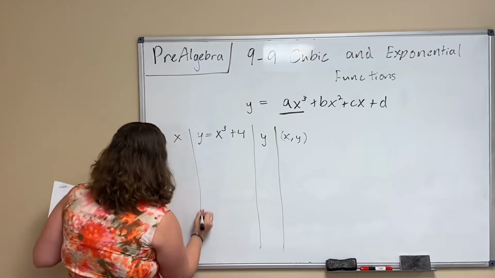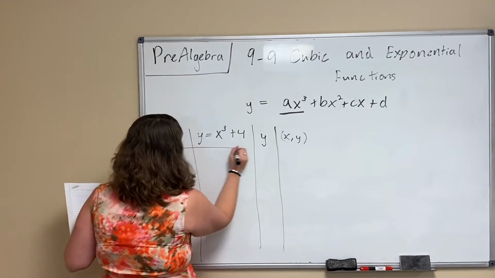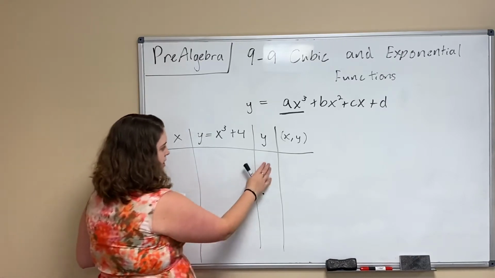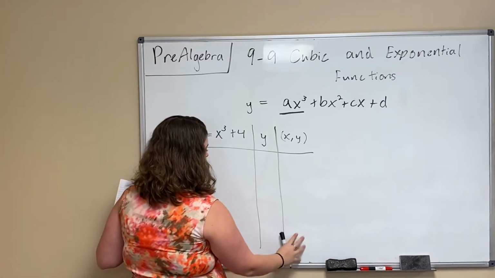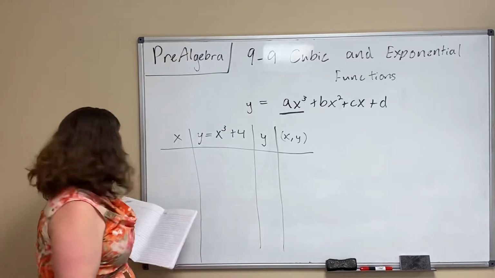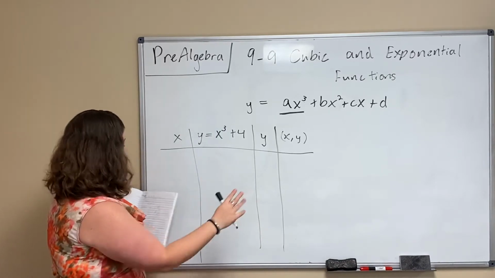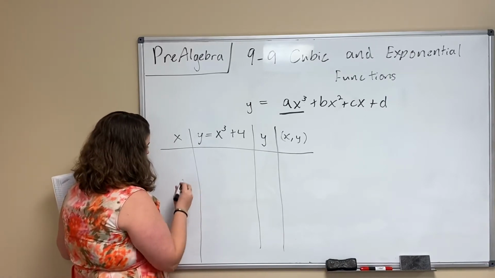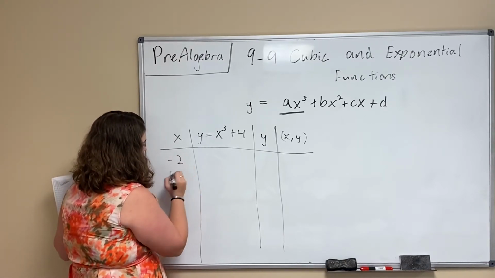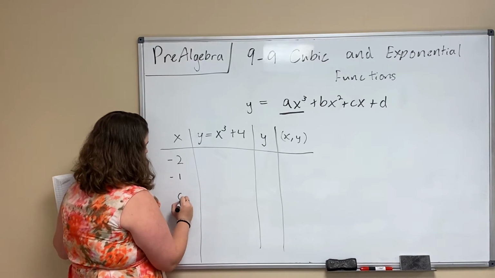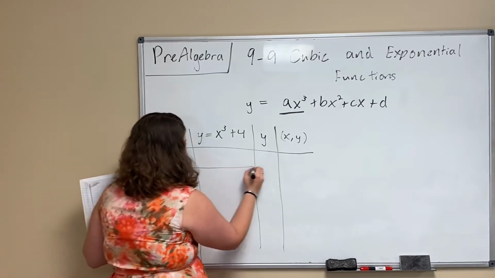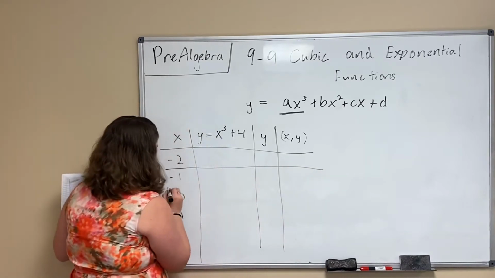Now you guys are familiar with how this works. We're going to plug in some x's, figure out what our y's will be, and then plot the points that we get on a coordinate plane. The x's that I'm going to use are -2, -1, 0, 1, and 2. So let's start with -2.